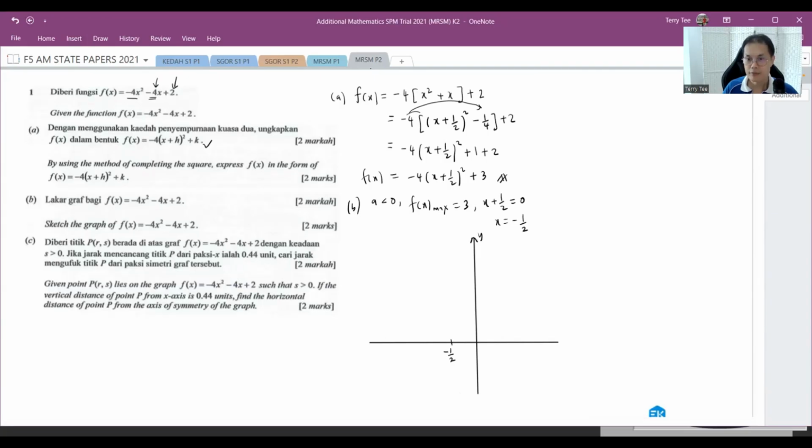So I put a negative half. Your maximum is now 3. So this is your maximum point. So everything else will fall below. So we know when we sketch a graph, the graph should go up, this is your maximum point, and come back down. Now, the next thing is, we know that this graph will intersect the y-axis as well as the x-axis.